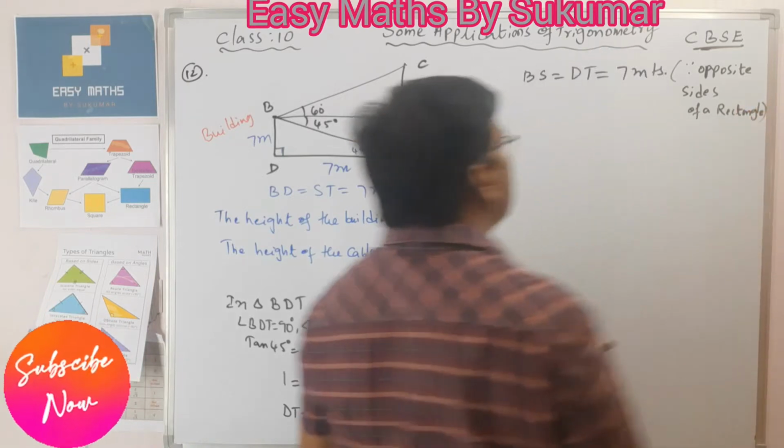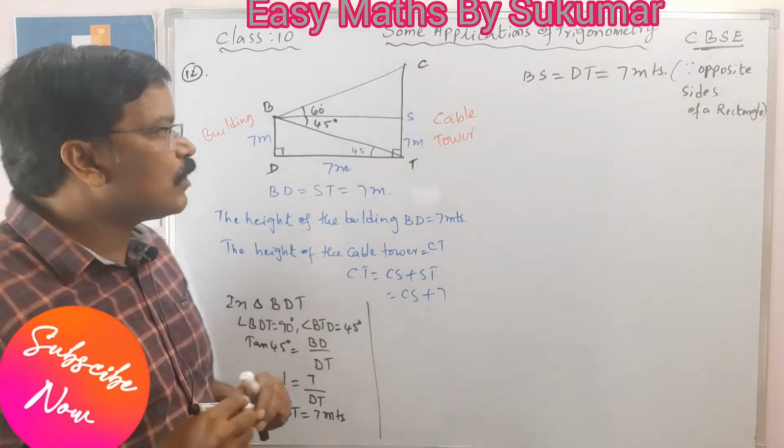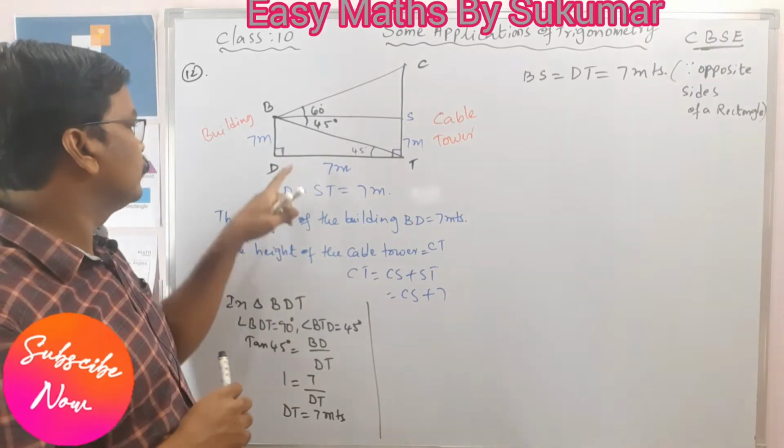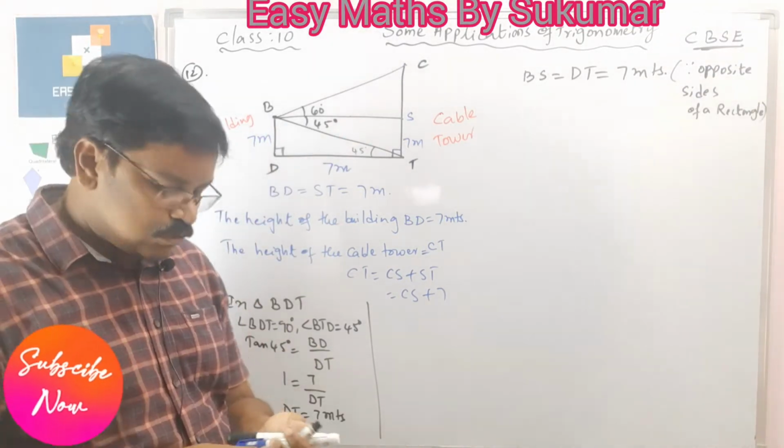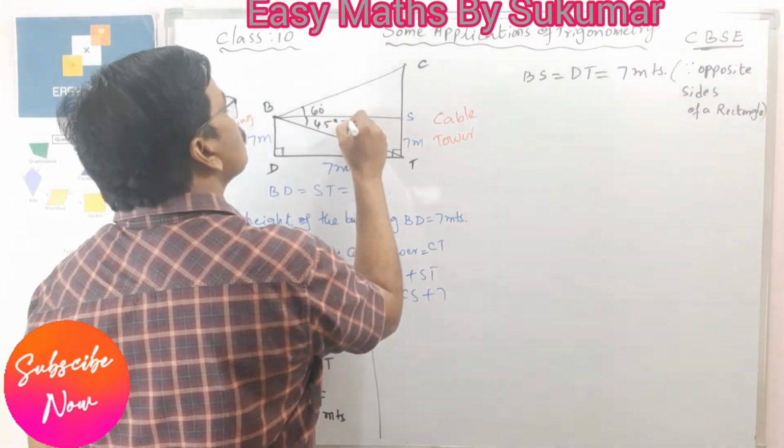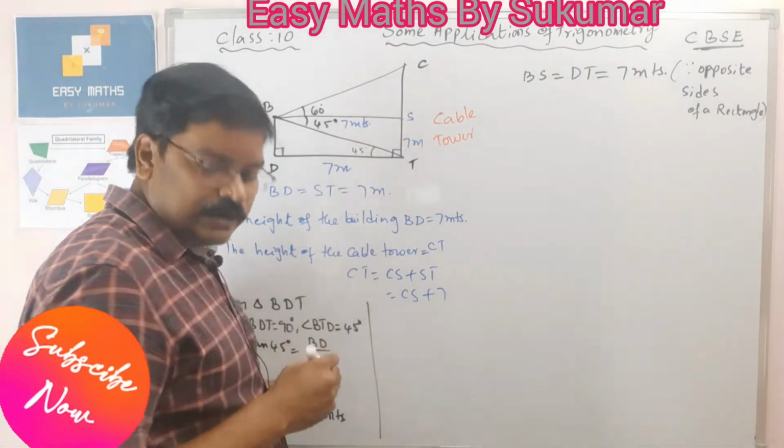Opposite sides of a rectangle. So BS and DT are equal to 7 meters. So this is also 7 meters. Okay.